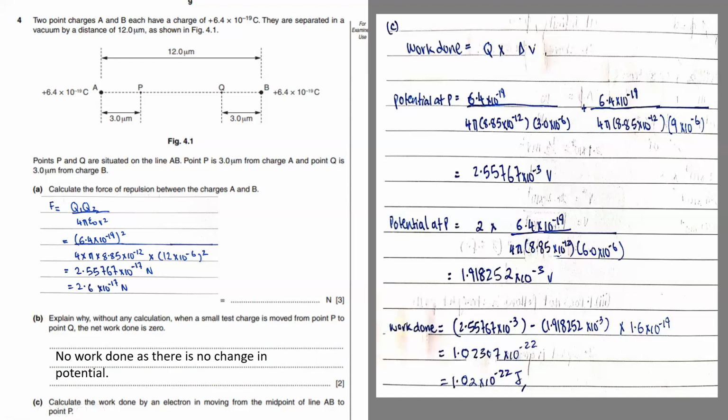Now, work done is, like I've written over here, charge times delta V, or change in potential. The question asks for work done by an electron, so we know the charge on an electron is 1.6 times 10 to the power negative 19. To calculate the change in voltage, 2.5 minus 1.98, because you always subtract the smaller potential from the larger potential. Then multiply by 1.6 times 10 to the power negative 19, which will give you 1.02 times 10 to the power negative 22 joules.